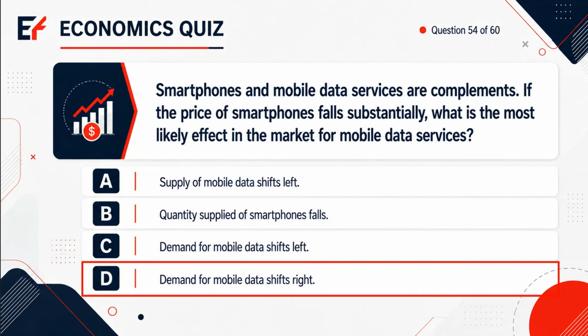Complementary goods are used together, so when smartphones become cheaper, more people are likely to buy smartphones and use mobile data services with them. That increases demand for mobile data at each price, shifting the demand curve to the right. Option D is correct because it captures the increase in demand for the related good. Option A is wrong because the change affects demand for mobile data, not its supply. Option B talks about smartphones rather than the mobile data market. Option C gives the opposite effect because cheaper smartphones make mobile data more attractive, not less. The key idea is that a lower price for one complement increases demand for the other.